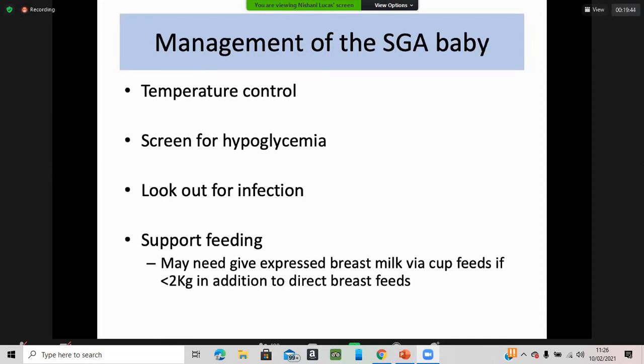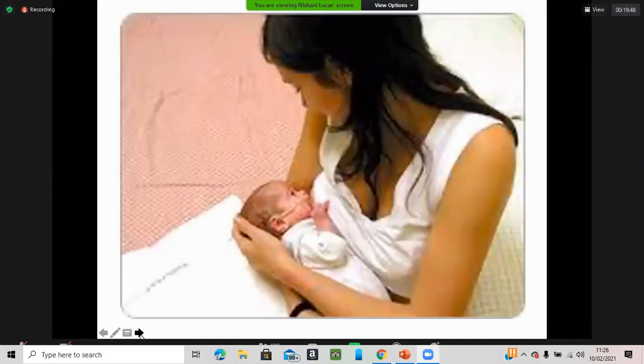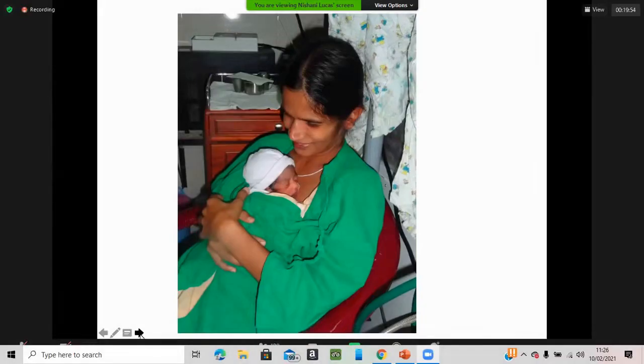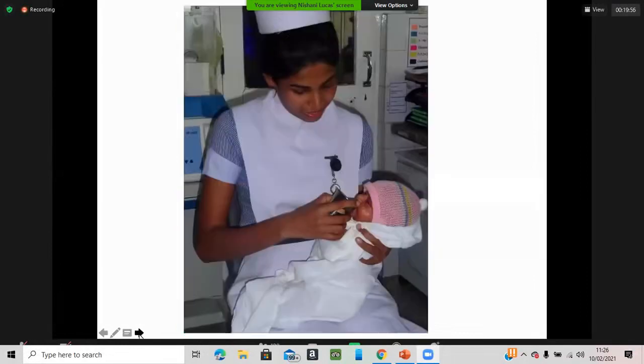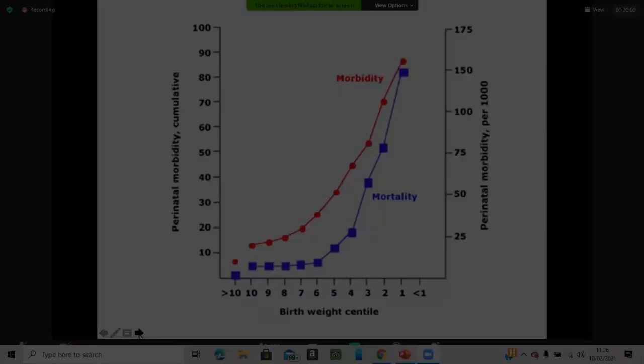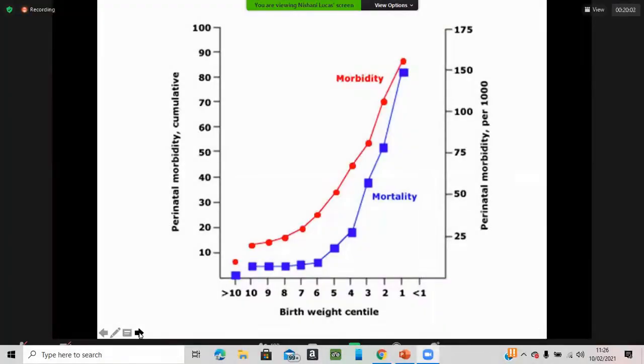Okay. If less than 2 kilograms, and in addition to direct breastfeeds. Right, so that is supporting a small baby for breastfeeding, giving skin-to-skin care. Right, that is a picture showing cup feeds. Right, now what happens to these babies?